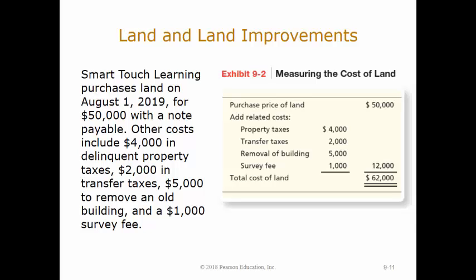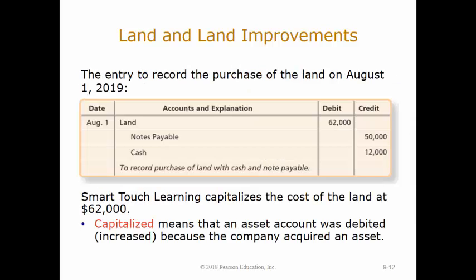As you can see from the computation in Exhibit 9.2, the cost of the land is not only the acquisition cost of $50,000, it also includes an additional $12,000 of costs that bring the total cost of the land on the books to $62,000. The journal entry to record the acquisition of the land would include a debit to land for $62,000 and credits to notes payable for $50,000 and to cash for $12,000, related to the additional cost.